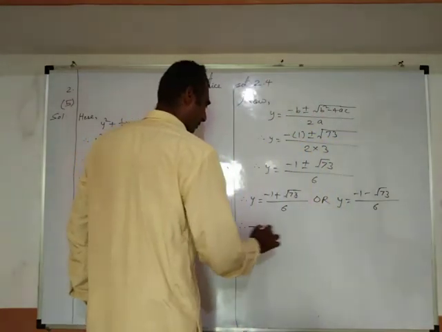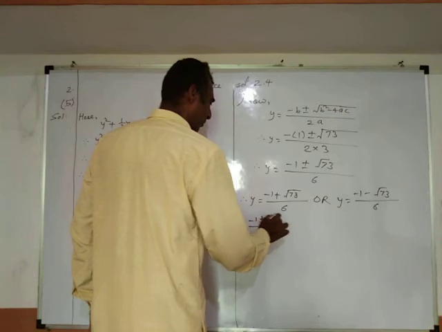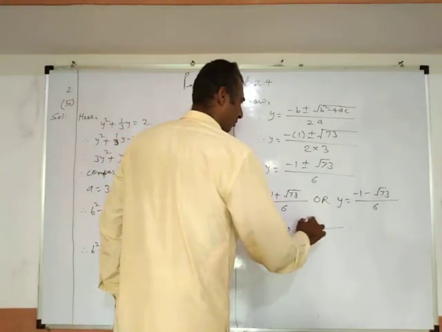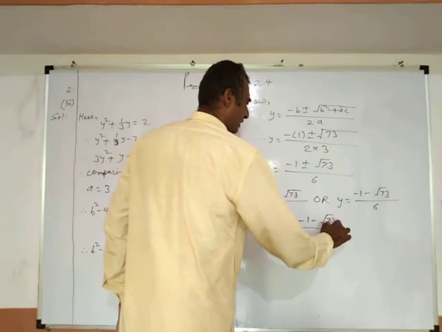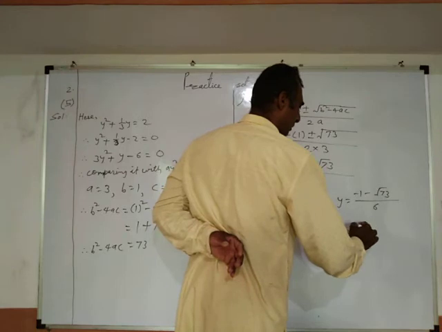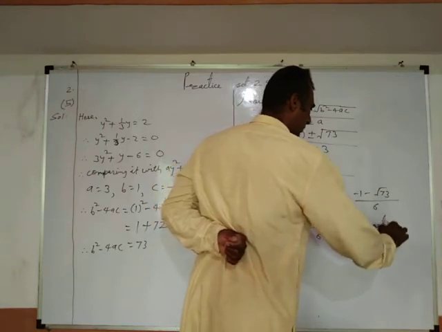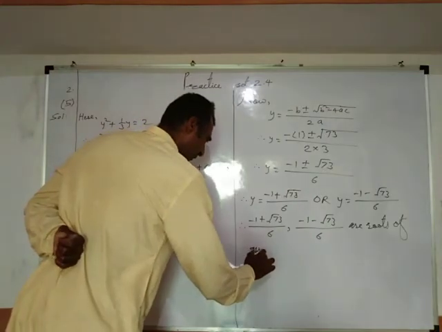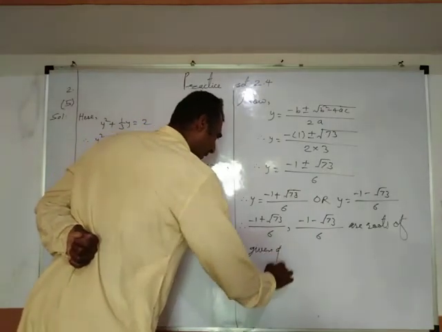Therefore minus 1 plus root 73 upon 6, comma, minus 1 minus root 73 upon 6 are roots of the given quadratic equation.